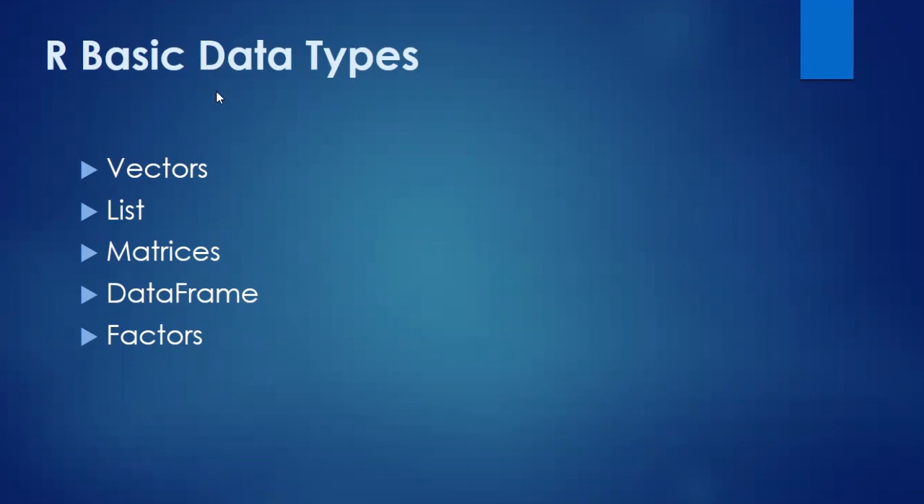Now here there are certain R basic data types. Those basic data types are vectors, lists, matrices, data frames, and factors. We will be understanding all these basic data types step by step. Before that, we can go to RStudio, and there we are going to write the very fundamental things only. So let's move to RStudio now.